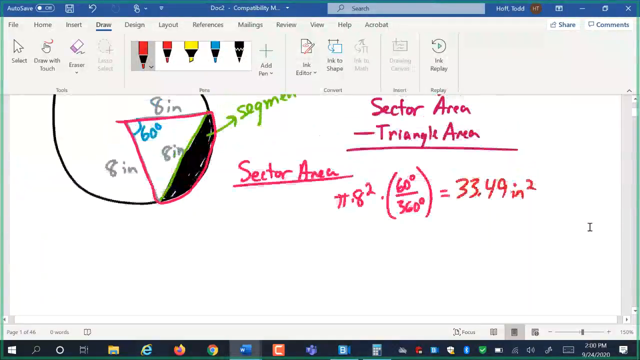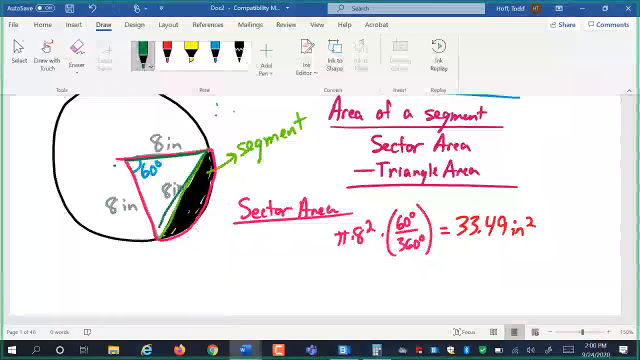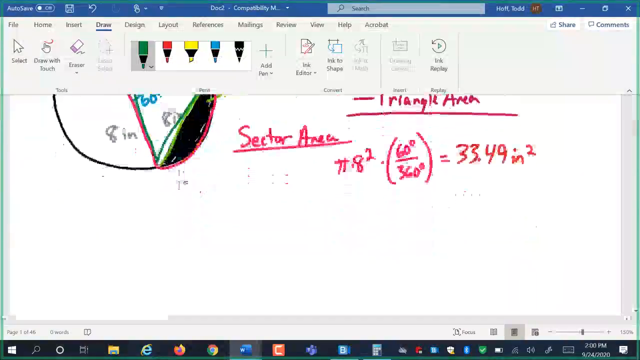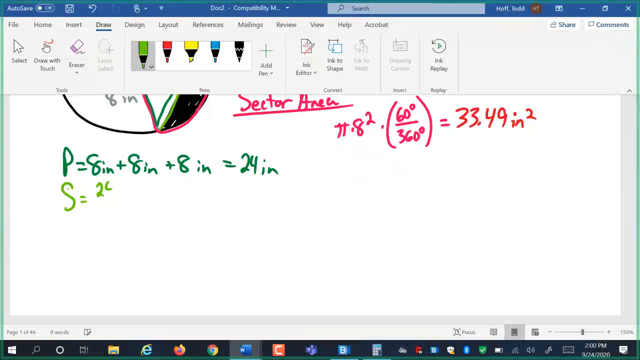Well, now we need to go back and find the area of that triangle here. That's this piece, so that we can remove it. We can cut it out, subtract it. That is a triangle that has sides of 8, 8, and 8. So the perimeter, 8 inches plus 8 inches plus 8 inches is 24 inches. So it gives us a semi-perimeter, 24 inches divided by 2, which is 12 inches.